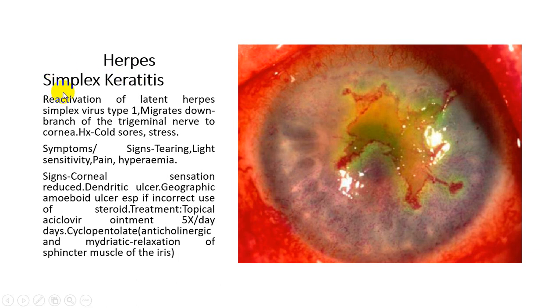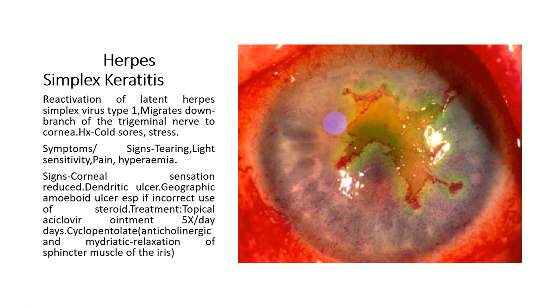Now herpes simplex keratitis: reactivation of the latent herpes simplex virus type 1, which has migrated down the trigeminal nerve to the cornea, and there will usually be a history of cold sores and stress. Signs and symptoms are tearing, light sensitivity, pain, hyperemia. Corneal sensation is reduced. You will find a dendritic ulcer. You see it like a dendrite, this one. And a geographic amoebic ulcer can develop if there is incorrect use of steroids.